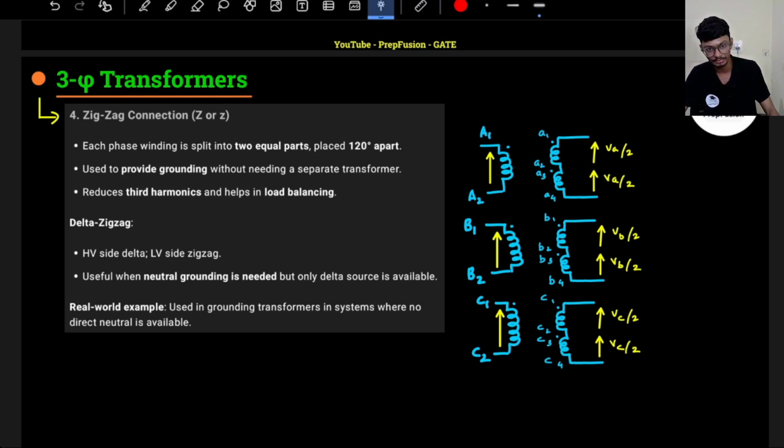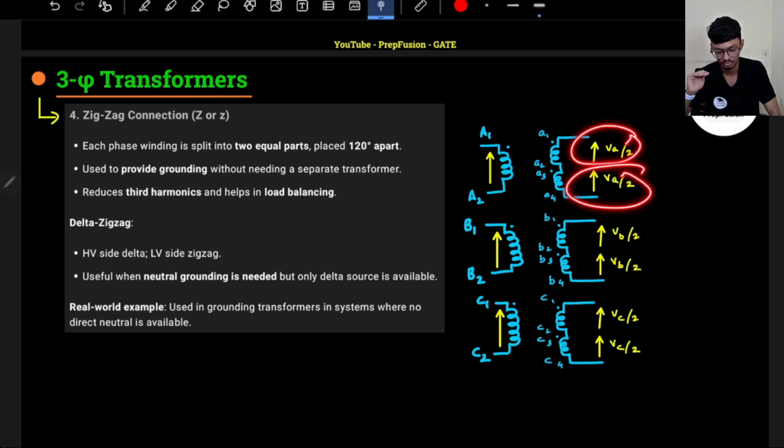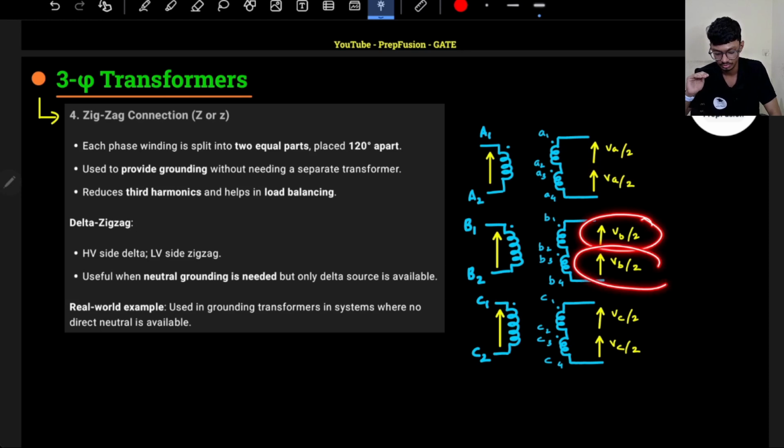So these are my coils. What we have done till now is that the high voltage side is the same, and we have just changed the low voltage side. I have just halved the coil. So this will be plus VA by 2, this will be plus VA by 2. Here also plus VB by 2, plus VB by 2. Here also plus VC by 2, plus VC by 2. Got it? So I just halved the coil.